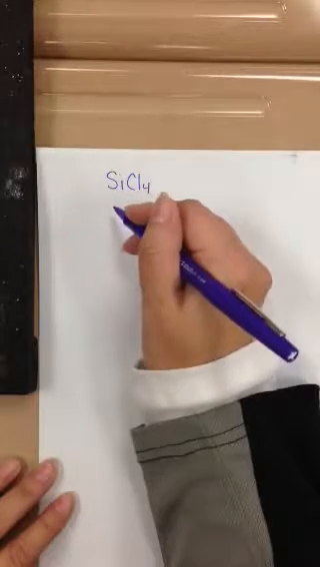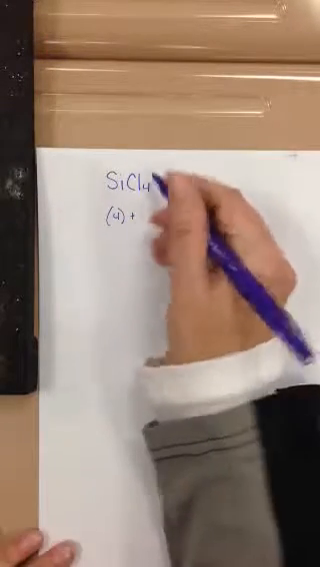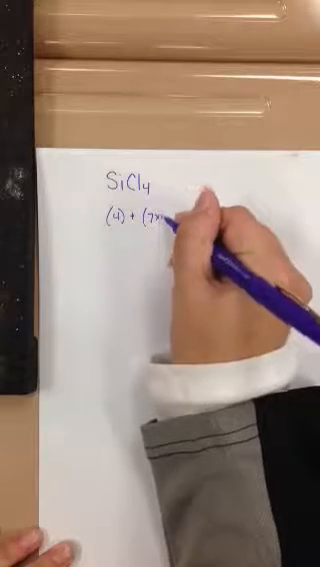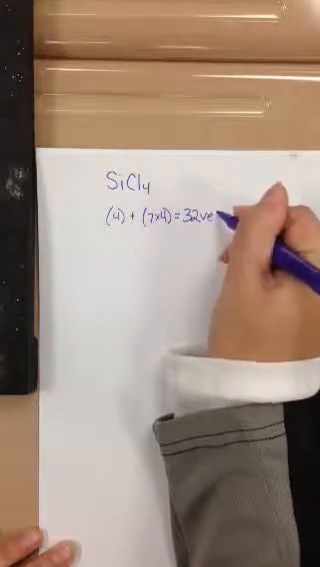So I'm going to draw my Lewis structure. I'm going to look up silicon. Silicon has 4 valence electrons. Chlorine has 7, and there are 4 of them. So altogether it comes up to 32 valence electrons.